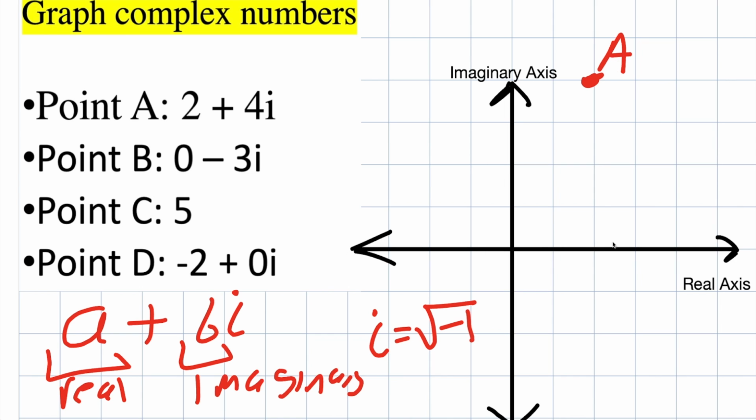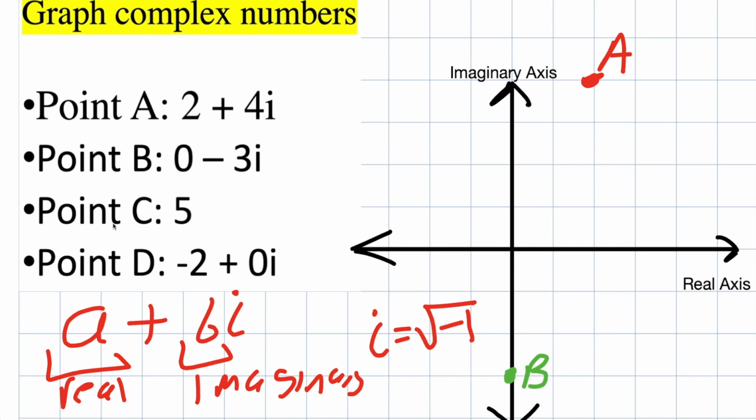Again, the x-axis is your real piece. The y-axis is your imaginary piece. Okay, so B, it says the real piece is 0, so 0 right here, and the imaginary piece is -3i. So you're going to go down 3. 1, 2, 3. And we can label this as B.